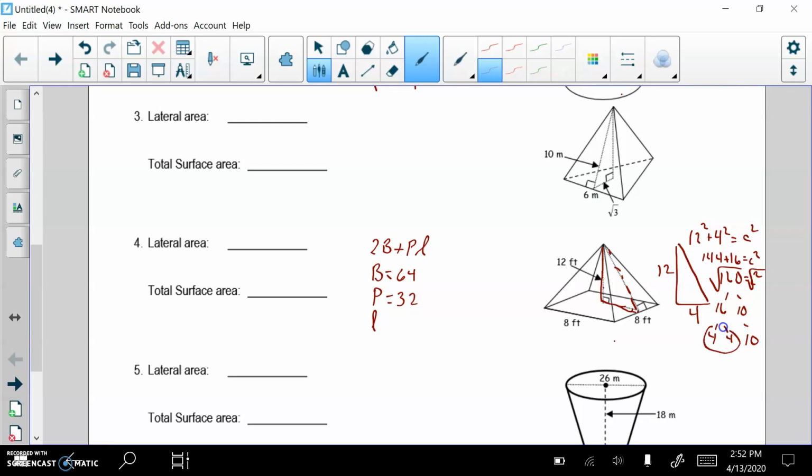So I have a pair of 4s, which means the slant is 4 square root of 10. As annoying as it is, guys, we're in GT, so get used to this kind of stuff. There are my 3 variables. So I'm ready to plug it in. 2 big B is 128 plus 32 times 4 square root of 10. 32 times 4 square root of 10 is 128 square root of 10.